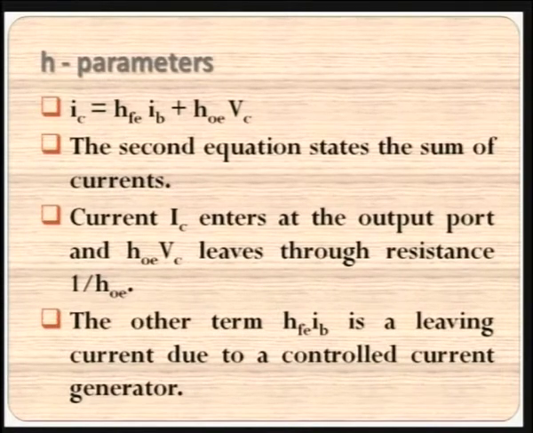HOE is the output admittance, so we take it as the inverse term here to mean the resistance. The other term, HFE IB, is the current due to the controlled current generator. So the second equation is the current equation. The summation of two currents results in a current, which is the current drawn from the circuit.